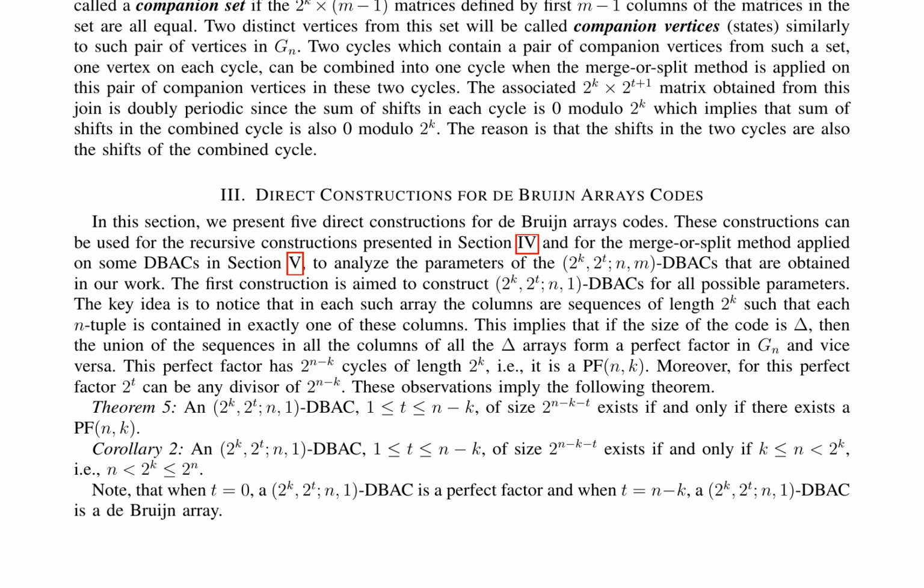These constructions are crucial for the recursive constructions presented in subsequent sections and for applying the Majority split method on some dBACs, allowing for the analysis of the parameters of the 2k, 2t, n, m dBACs obtained. The significance of these constructions lies in their ability to facilitate the development of de Bruijn arrays codes with specific parameters, enabling further research and applications in coding theory.